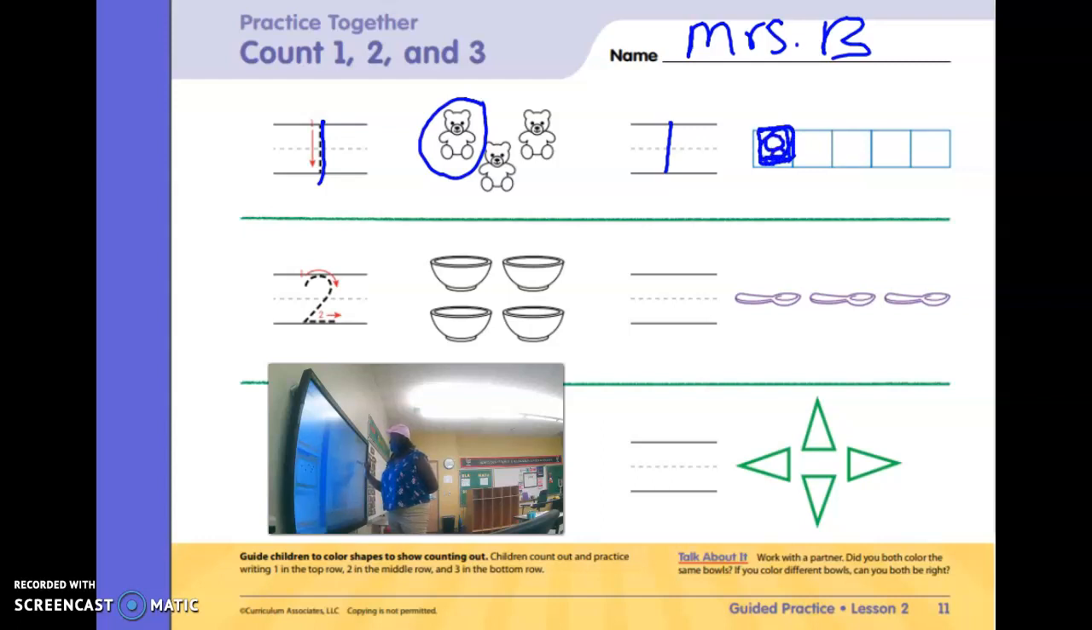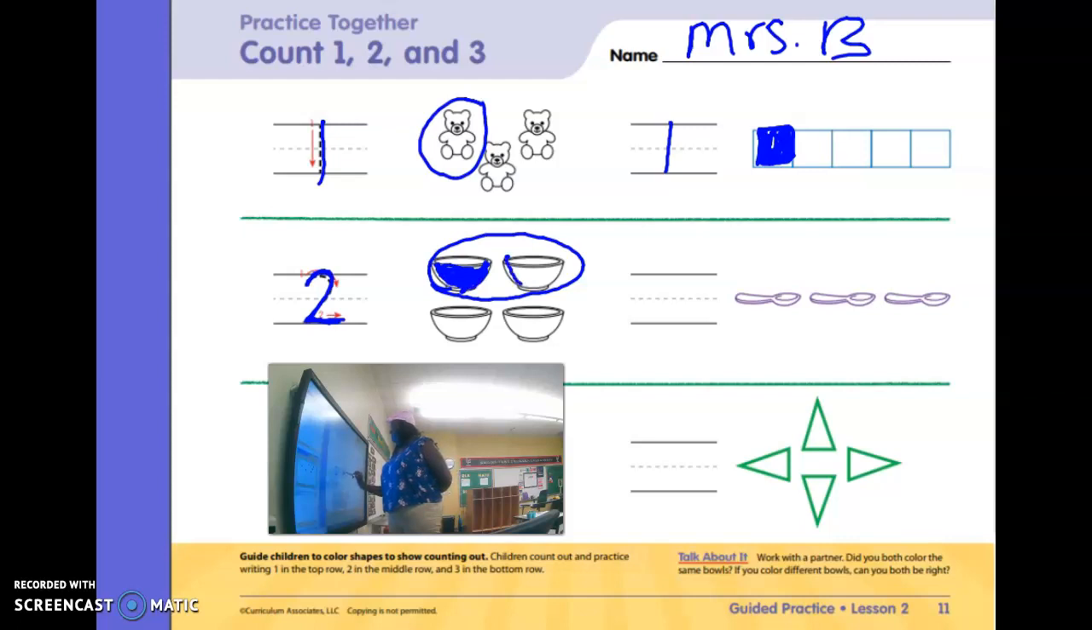What y'all think? Y'all think Miss B right? What y'all think? Let's go to number 2. 2. Remember, start here, down, and over. 2 bowls. Or you could color them, whatever color you like. Make sure we stay in the lines. Is Miss B staying in the lines? No, Miss B, you have to stay in the lines, okay?